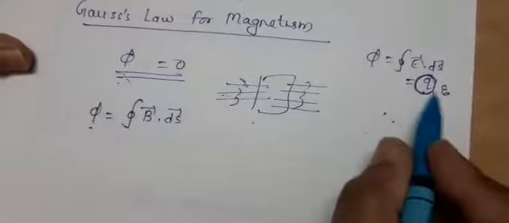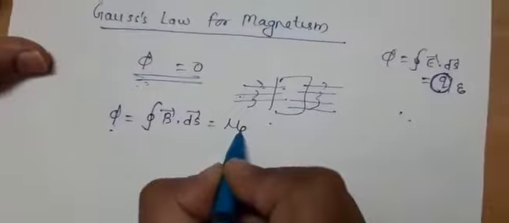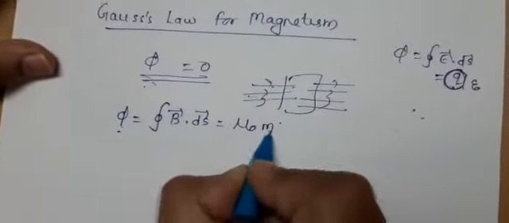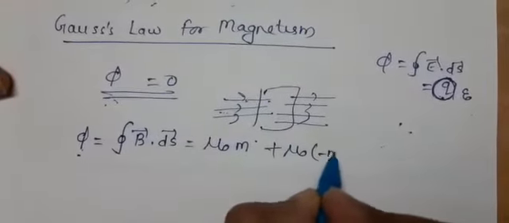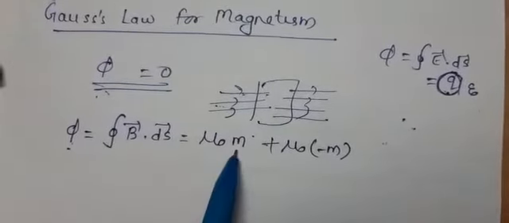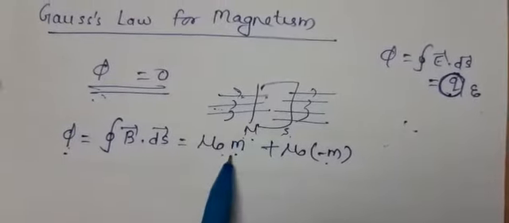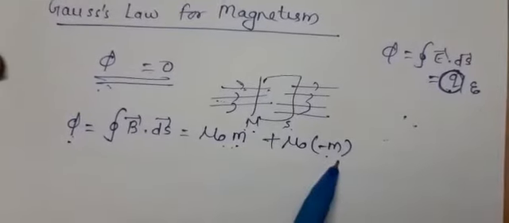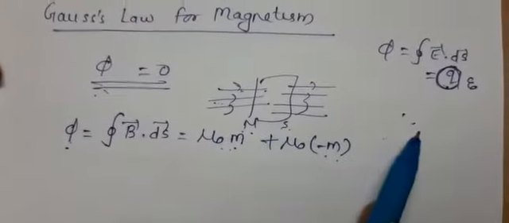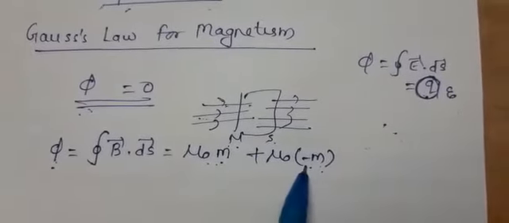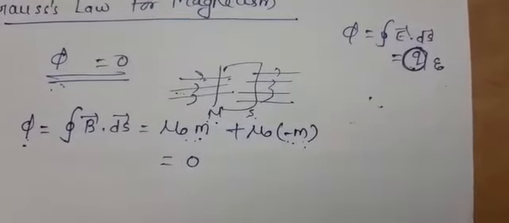So it means if I will replace it, it will be like mu naught into m, that is pole strength of one pole. It can be north pole plus mu naught into pole strength of south pole, because both poles have, suppose this is north pole, this is south pole, so both the poles have same polarity, but from one pole field line is entering, from other pole field line is exiting. So that means this negative sign indicate opposite polarity. So it means net result comes out to be 0.